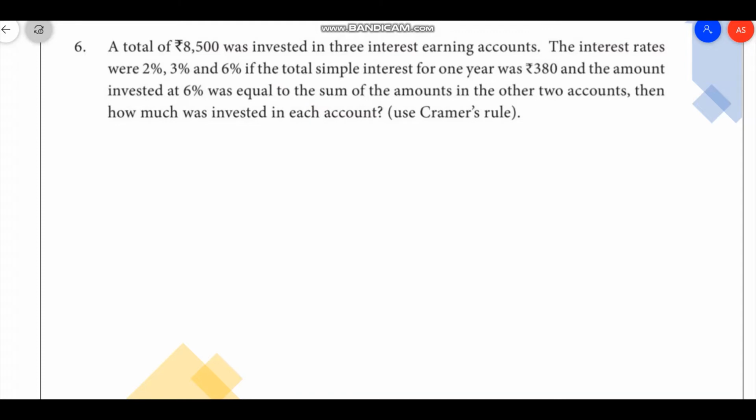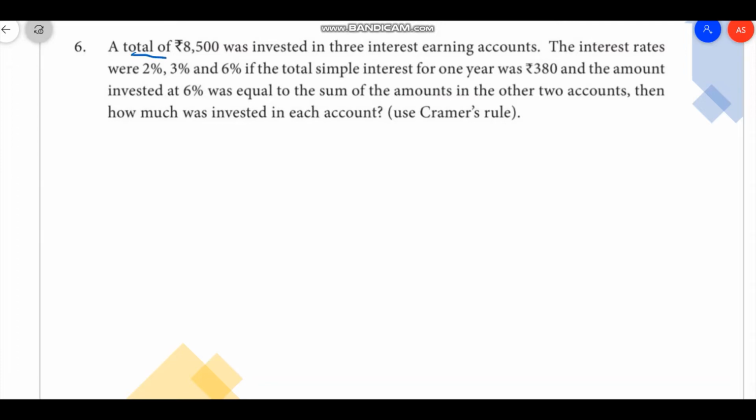Exercise number 1.2, problem number 6. A total of rupees 8,500 was invested in three interest earning accounts. The interest rates were 2%, 3%, and 6%. If the total simple interest for 1 year is 380 and the amount invested at 6% was equal to the sum of the amounts in the other two accounts, then how much was invested in each account? Use Cramer's rule. So now let us form the equation.